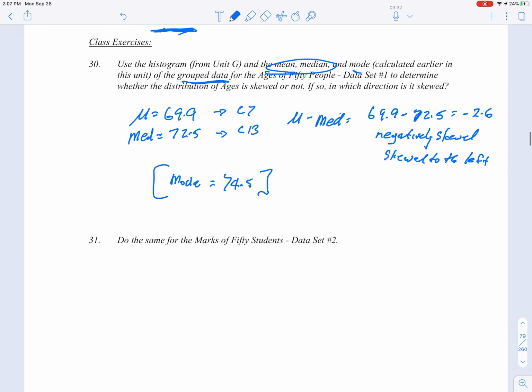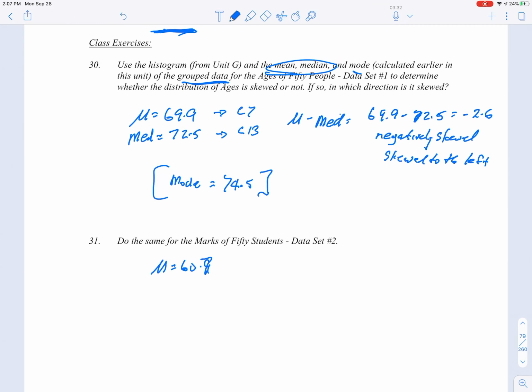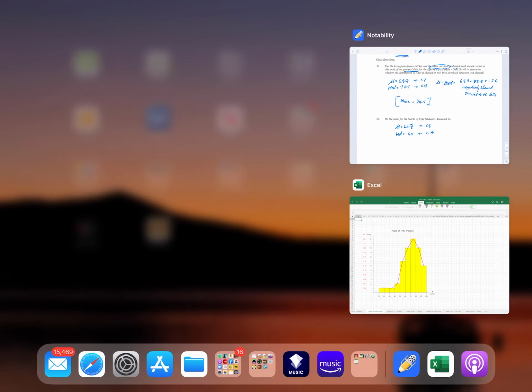Okay, the marks for 50 students, we're basically going to the same pages. I think it's page C8 here. We found that the mean is equal to 60.7. And this is on page C8, and then the median turned out to be 60, which is on page C14, I believe.